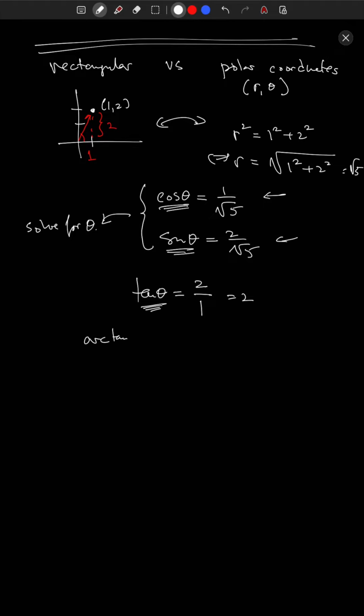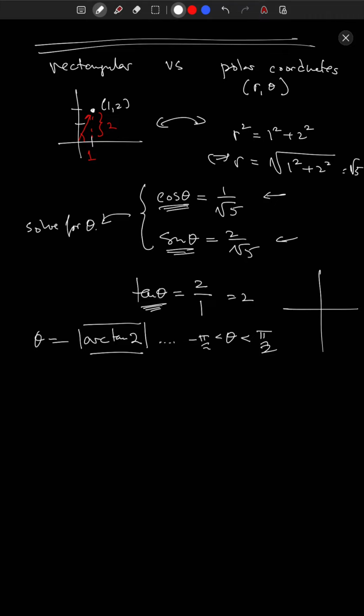Theta is equal to arctangent of 2, but notice this is only for theta between minus pi over 2 and pi over 2. Right, this only gives you theta between those two. So again, for example here, 1 comma 2 does live between minus pi over 2 and pi over 2. So if we did use the arctangent function on our calculators, we would be getting the right answer.